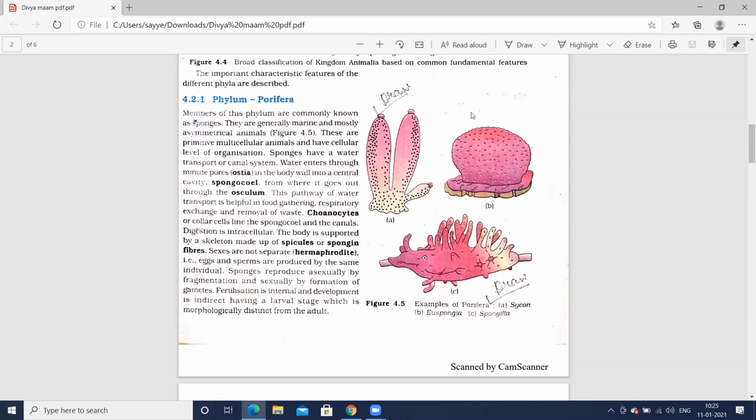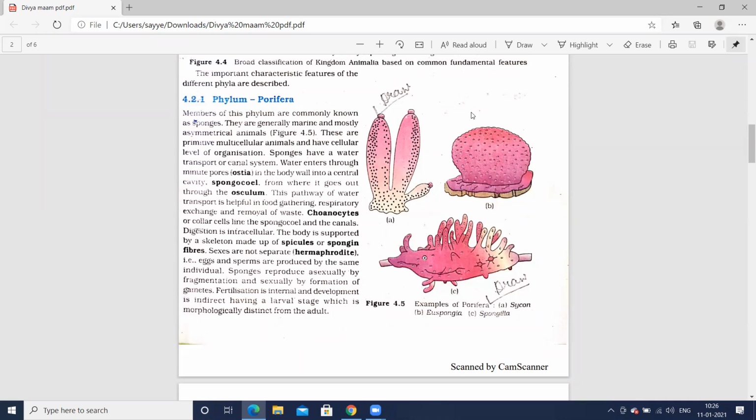Now, we have minute pores through which water enters the body. What were these pores called? Ostia. Very good. The sexes are not separate. So what is the term we use? Hermaphrodite. Fertilization is internal. It has many dash stages. Which stages?